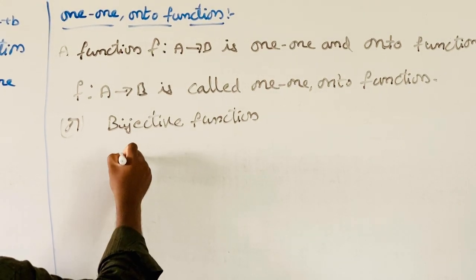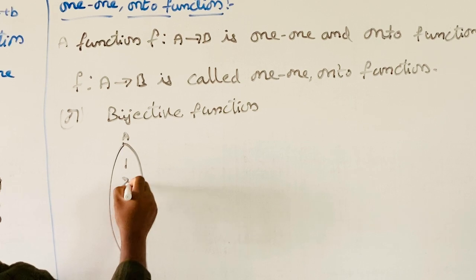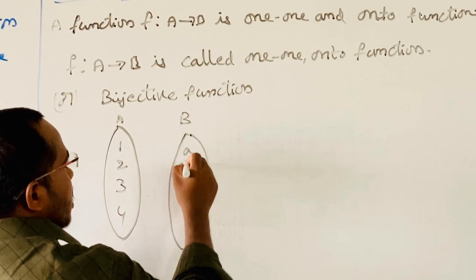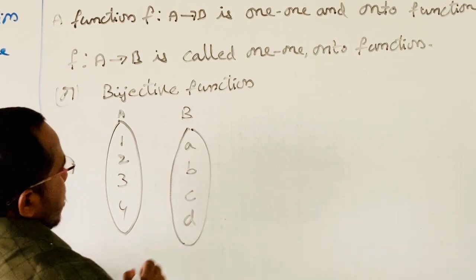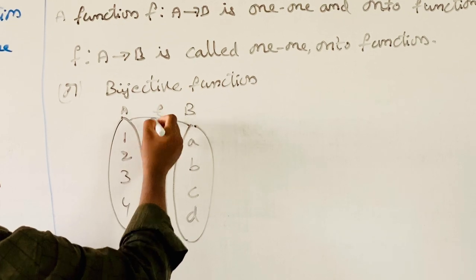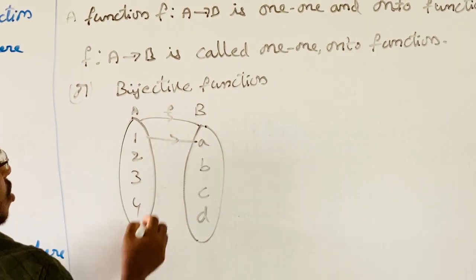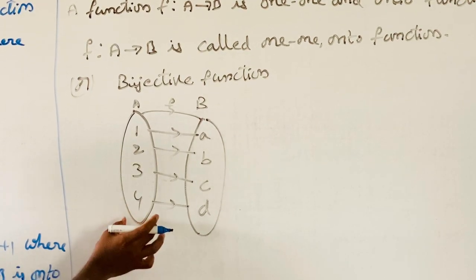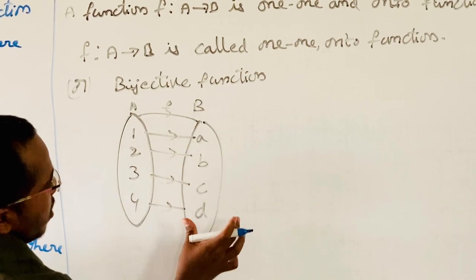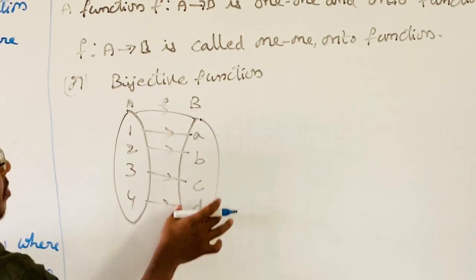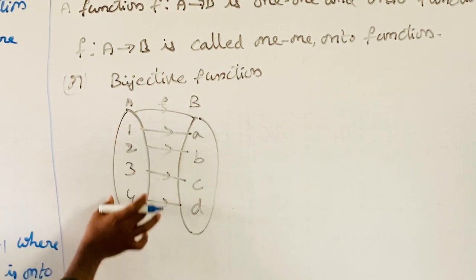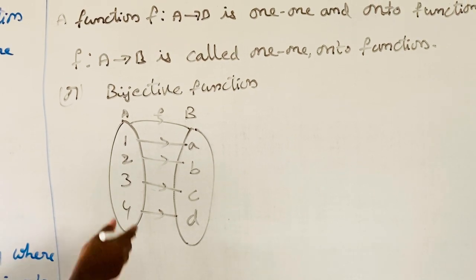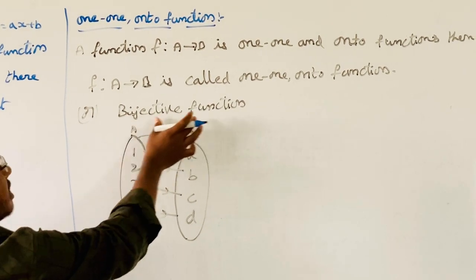For example, here set A has the elements 1, 2, 3, 4. Set B has elements a, b, c, d. So mapping from A to B, then 1 is related to a, 2 is related to b, 3 is related to c, 4 is related to d. Here every element of set A is related to an element of set B. At the same time, every element of set B has its pre-image in A. So this function is both one-one and onto. That's why it is one-one onto function. It is also called bijective function.